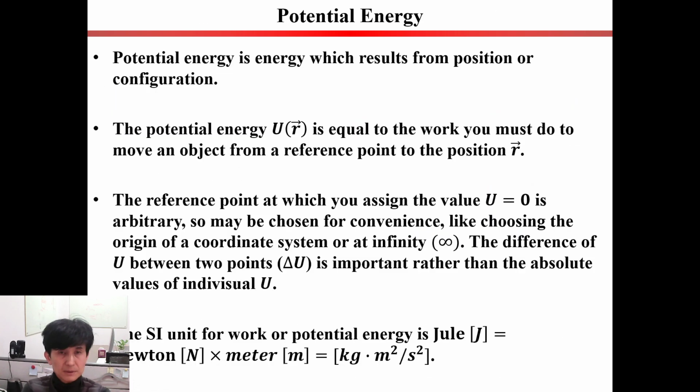There are several properties of potential energy. Potential energy results from the position or the configuration of a system. Potential energy is often written as U and is equal to the work you must do to move an object from a reference point to a new position R.